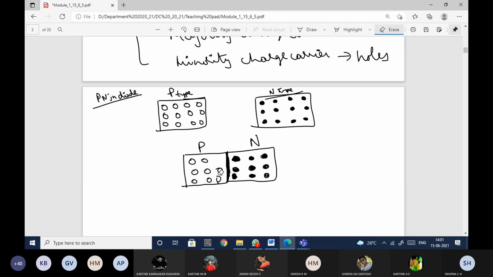So what happens here, towards the n side, it is losing an electron. Whenever it loses an electron, which ion will be formed there? Which ion will be formed there?